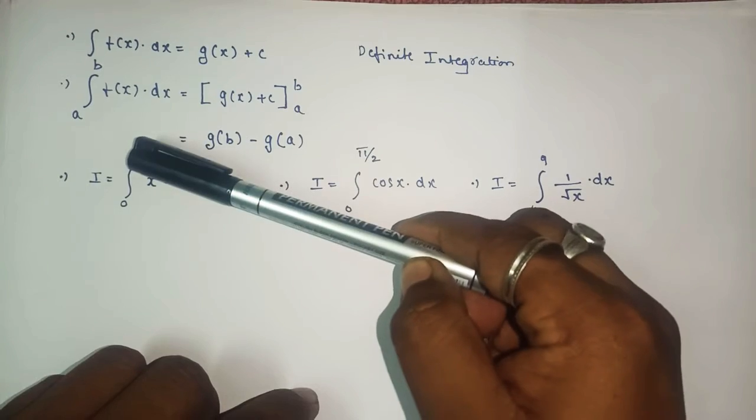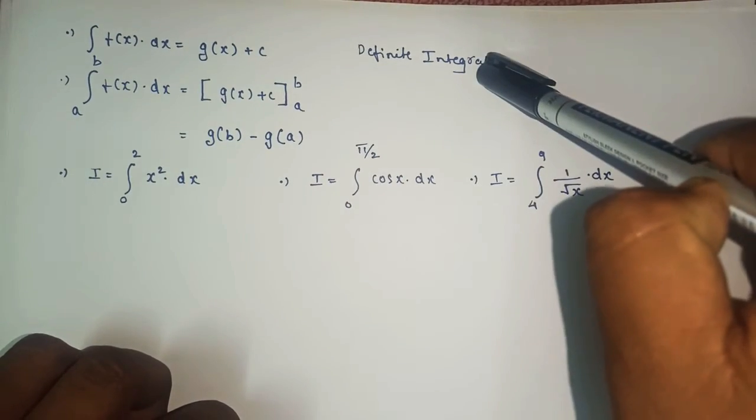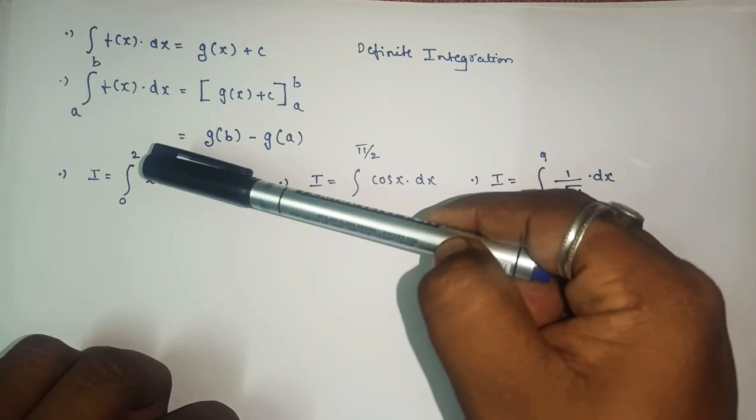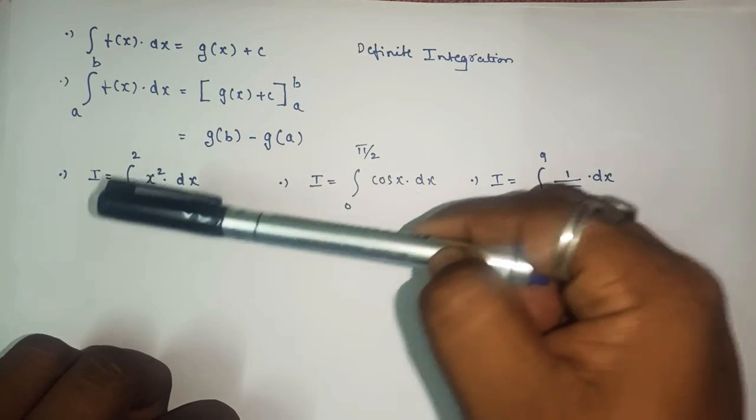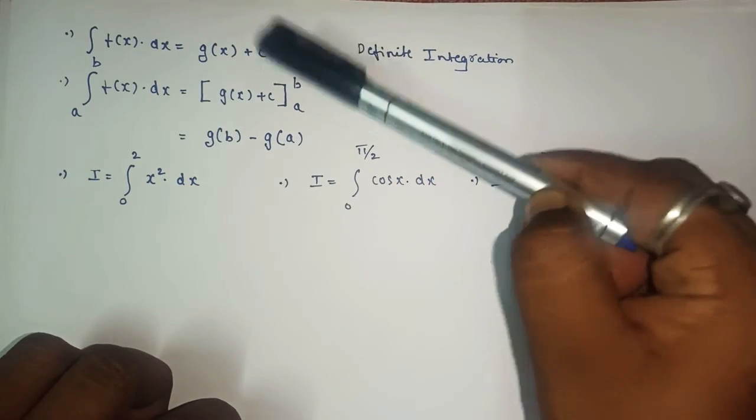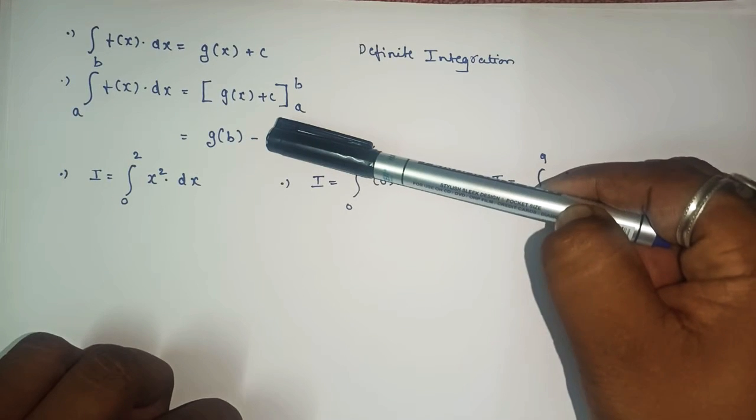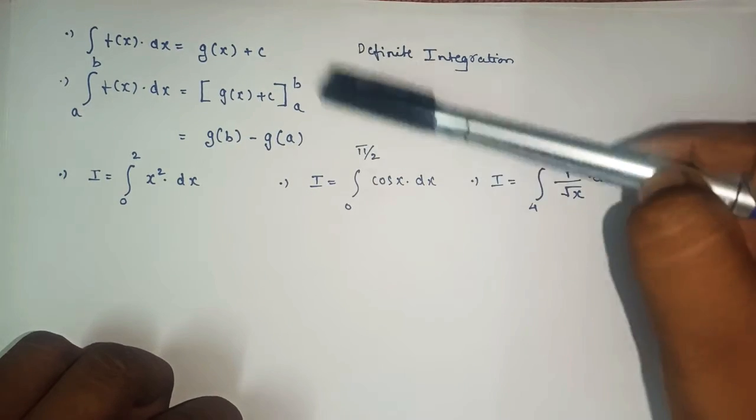Whenever you have these values, that means the sums are from definite integration. Got the point? Without these values, it is from the integration chapter. And see to it that in the integration chapter we write plus c. Here there is no need of writing plus c, because here the constant of integration will get eliminated.